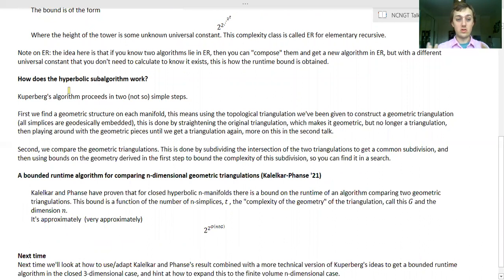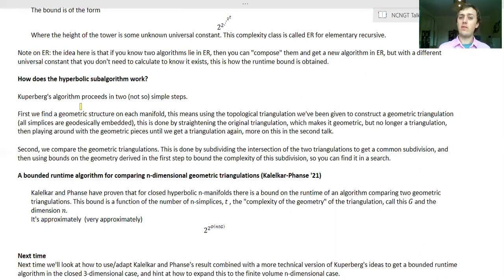Well, it's two steps. First, you find a geometric structure on each manifold. So this means you're given just combinatorial information, what I call a topological triangulation, and you construct from it a geometric triangulation. Now, the way this is done, if you just know there's a homeomorphism from your triangulation to the manifold, then the edges might be all wobbly, and you straighten that out to make a geometric something. Now, it turns out that straightening everything out breaks the fact that it's a triangulation, so you have to fiddle around to make it actually a triangulation again. That can be done, and we'll talk more about that in the second talk.